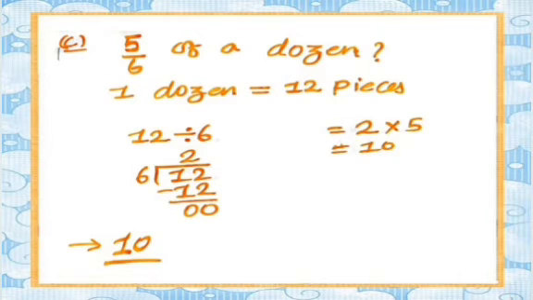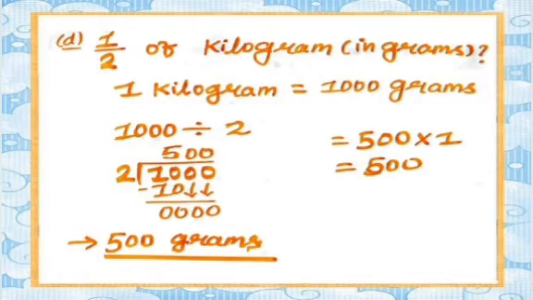Now we move on to question number D. Let's check question number D. 1 upon 2 of a kilogram. We have to write it in grams. 1 upon 2 of a kilogram, and we have to convert it into grams. Understood? First of all, we write 1 kilogram is equal to 1000 grams. In 1 kilogram, how many grams will come, my dear students? 1 kilogram is equal to 1000 grams.